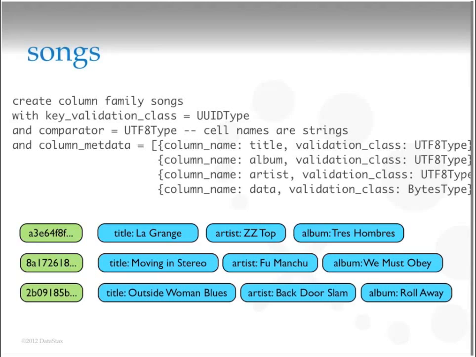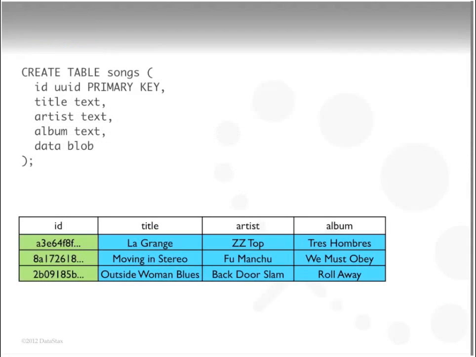And mapping that to CQL is also straightforward. So this becomes create table songs. I have a UUID primary key, and then I have some columns defined. I've left data off because that's just a binary blob. I don't want to put 3 megabytes of data on the slide, but the other 3 columns are represented here.